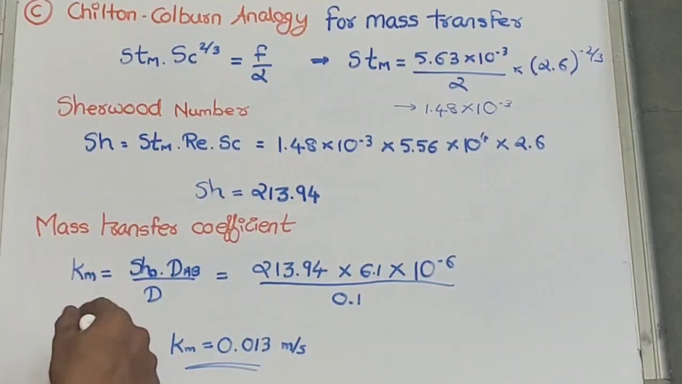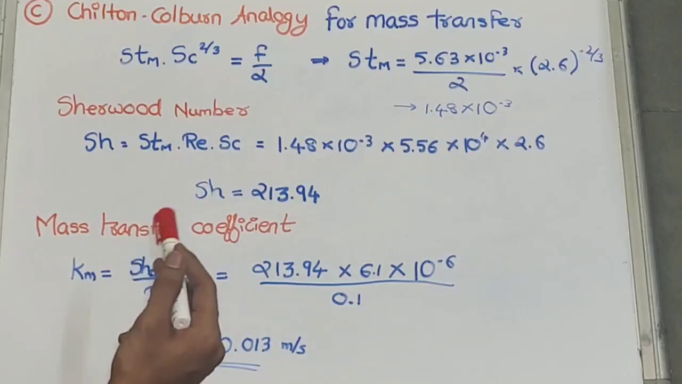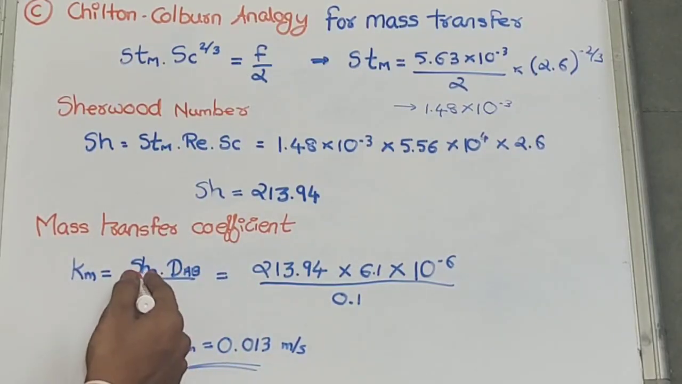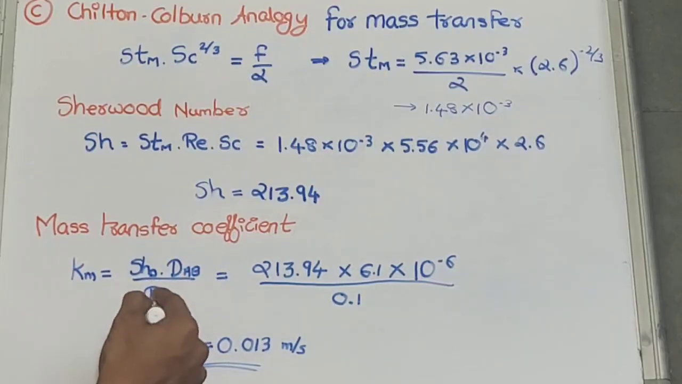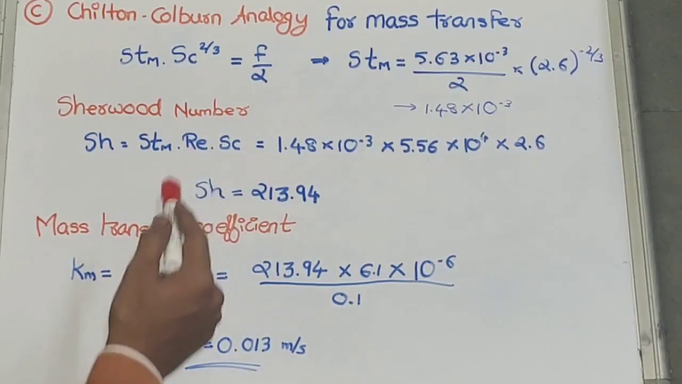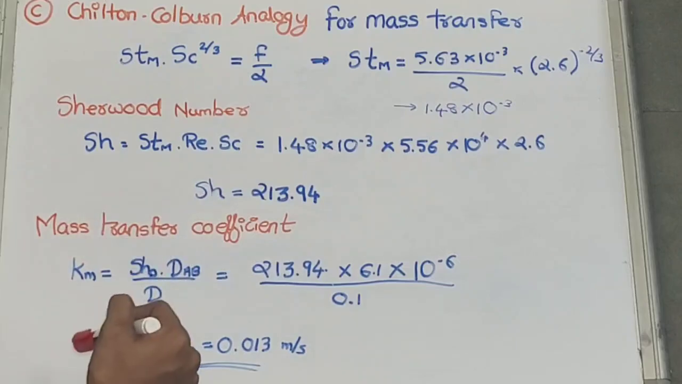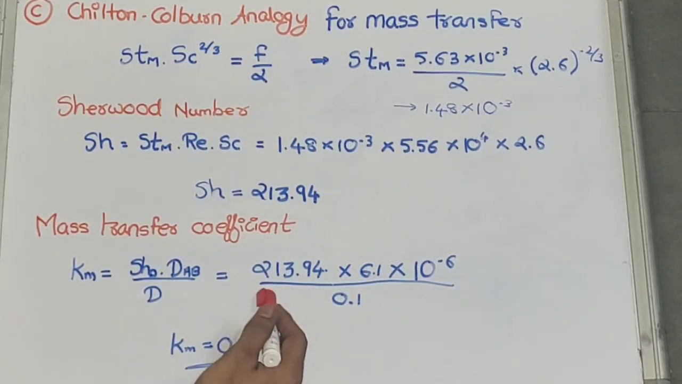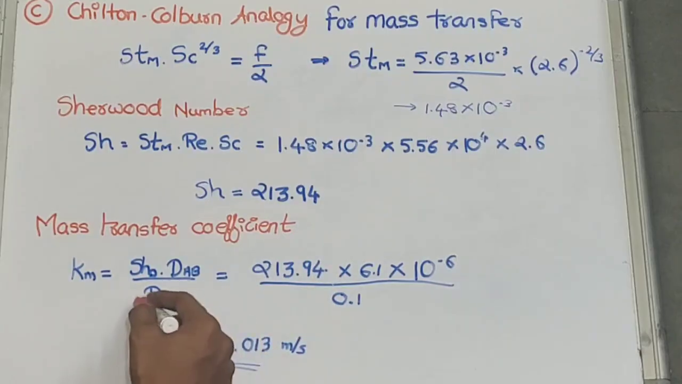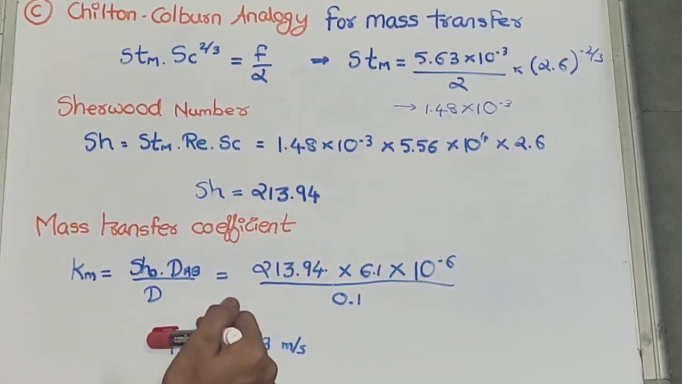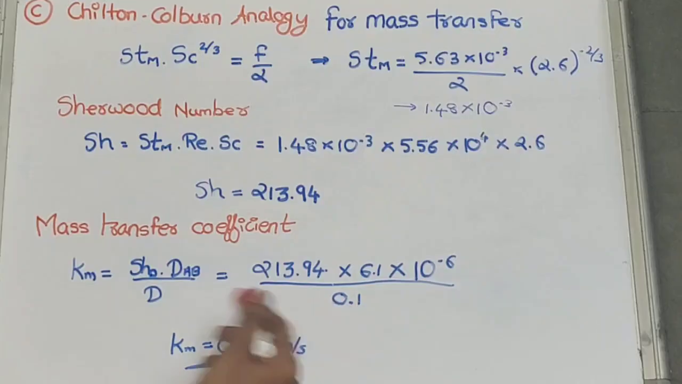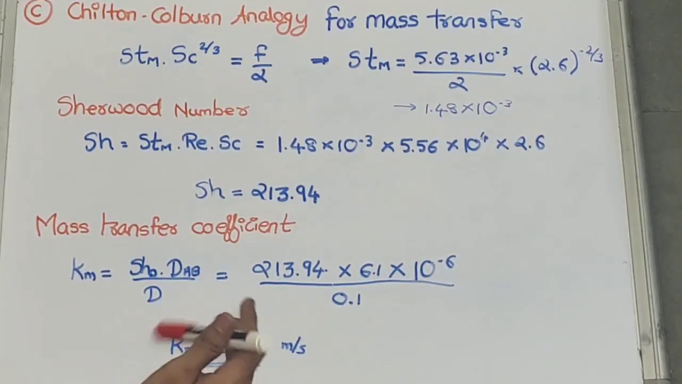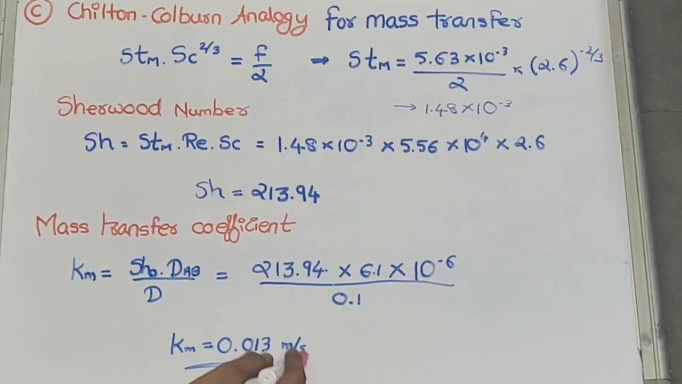Now this is the final step where we will calculate mass transfer coefficient. To calculate mass transfer coefficient, we need Sherwood number, diffusion coefficient and diameter. Sherwood number we have just calculated, which is 213.94. Diffusion coefficient is given in the question, that is 6.1 into 10 to the power minus 6, and diameter is 0.1 meter. So substituting all the values, we get final mass transfer coefficient as 0.03, and the unit of mass transfer coefficient is meter per second.